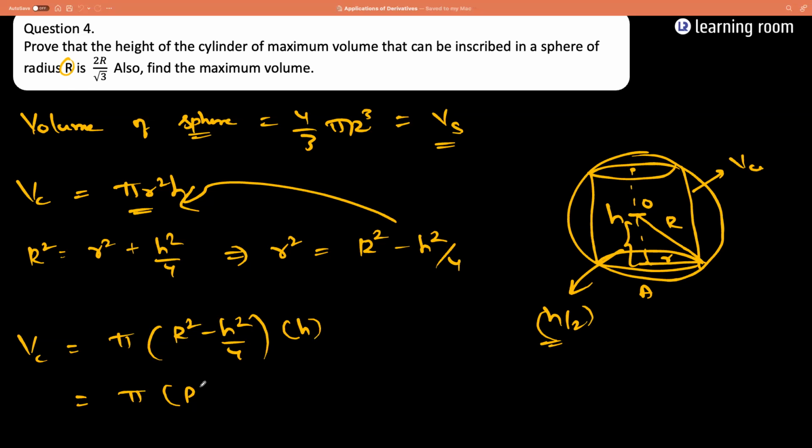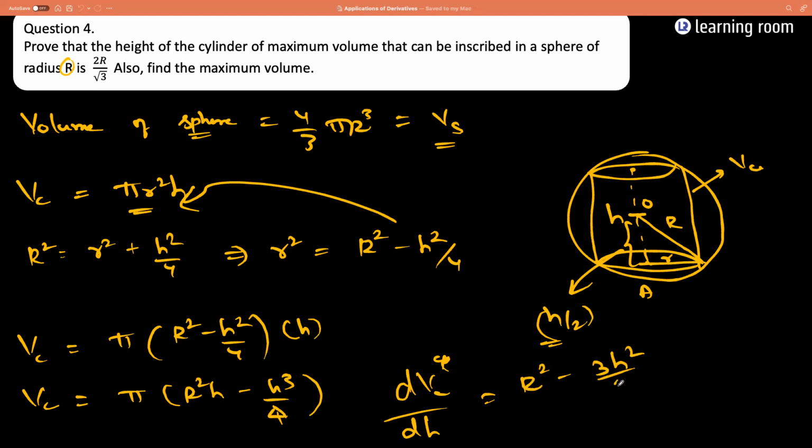So I would multiply this with h so that it becomes something like this. Now differentiating this, dV by dh. How much is this? R square minus 3h square divided by 4 is equal to 0, which implies h square will be equal to 4R square divided by 3, and h will be equal to 2R divided by root 3. Is that what they asked? That's it. So height is 2R by root 3.